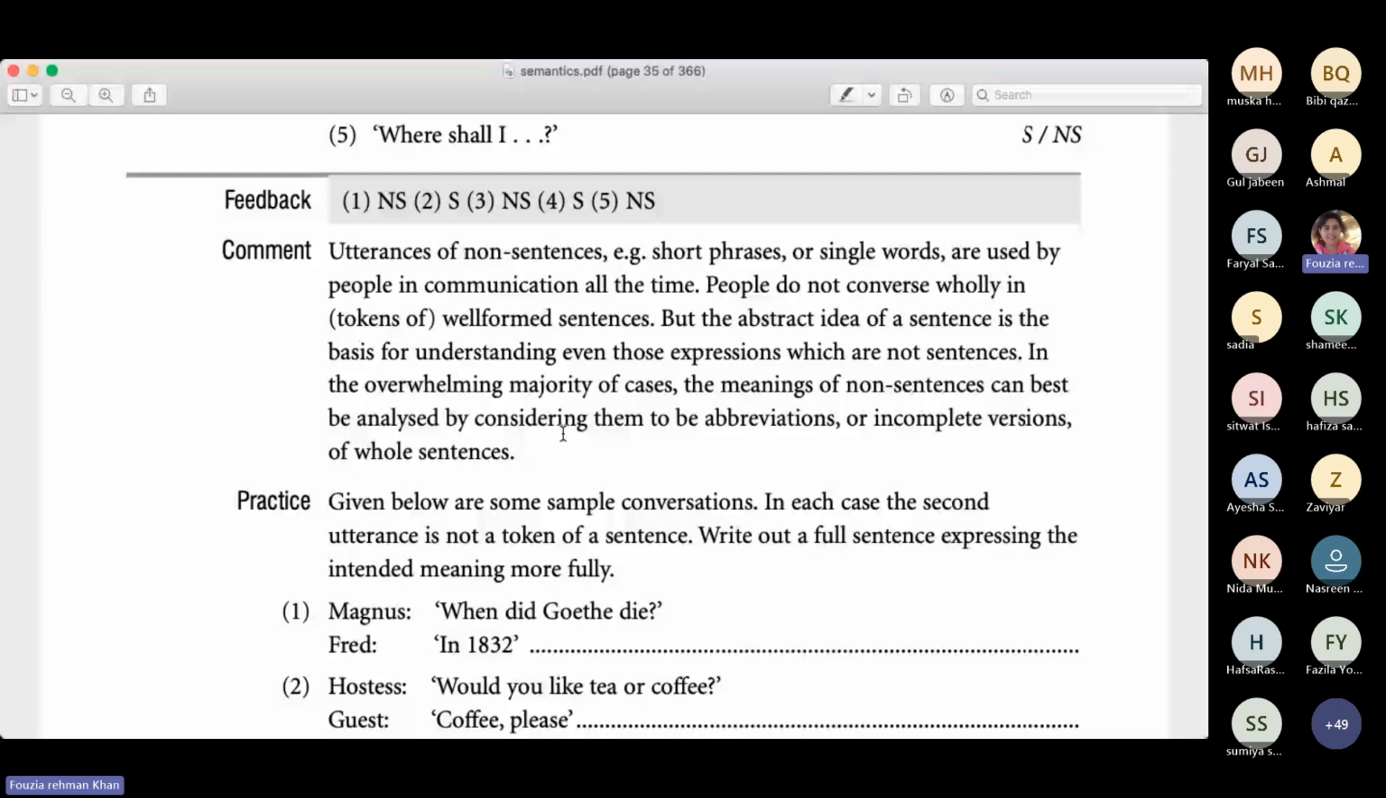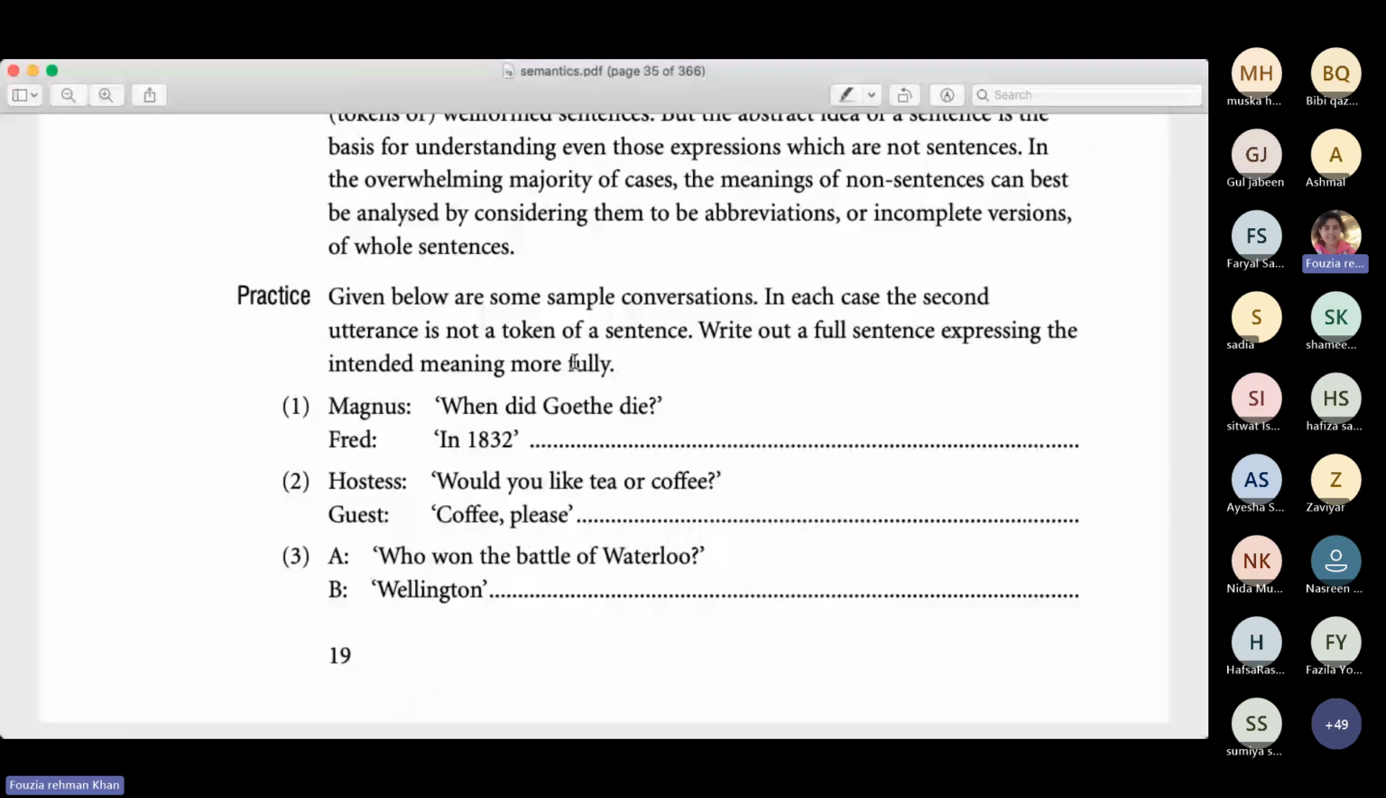So it is not necessary for an utterance to be a complete sentence, the majority of the times. And it still gives meaning. Now this exercise is very, very easy. Given below are some sample conversations. In each case the second utterance is not a token of a sentence, right? These are actual conversations, in the sense that this is how people answer. But the activity requires you to give a complete answer, which you can do easily.